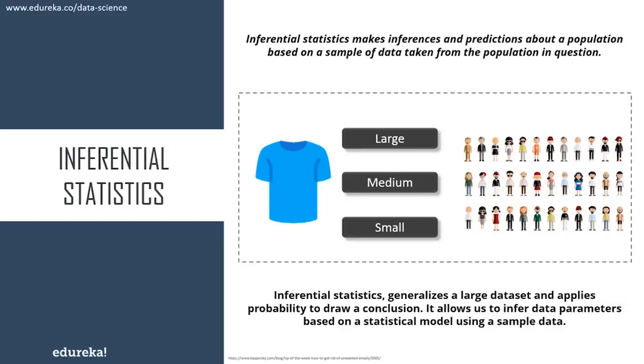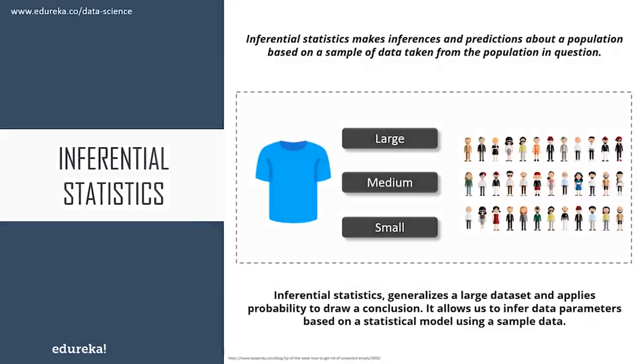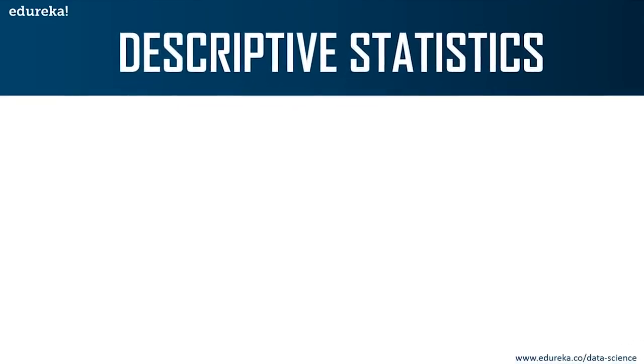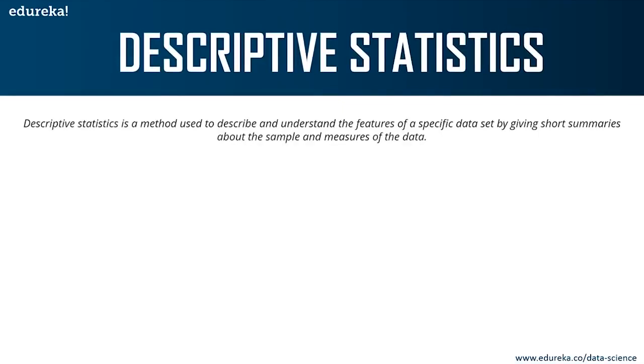So that's the difference between descriptive and inferential. Now, in the next section, we'll go in depth about descriptive statistics. All right. So let's discuss more about descriptive statistics. Like I mentioned earlier, descriptive statistics is a method that is used to describe and understand the features of a specific data set by giving short summaries about the sample and measures of the data.